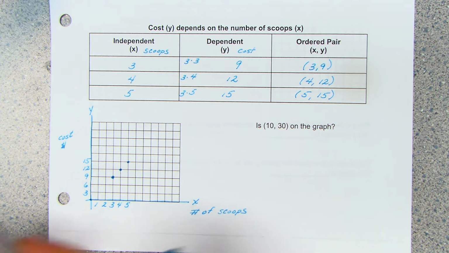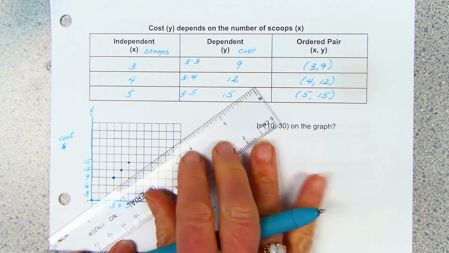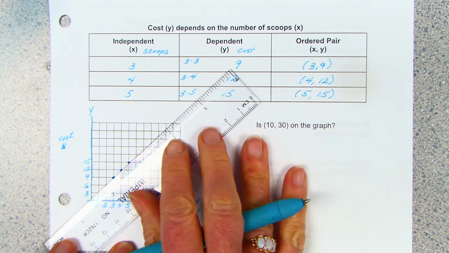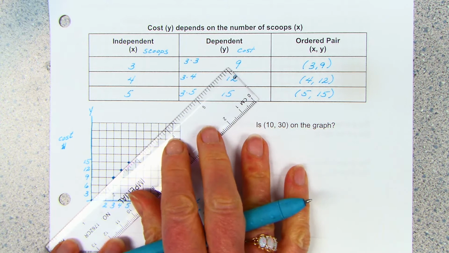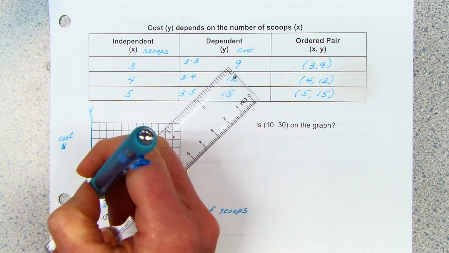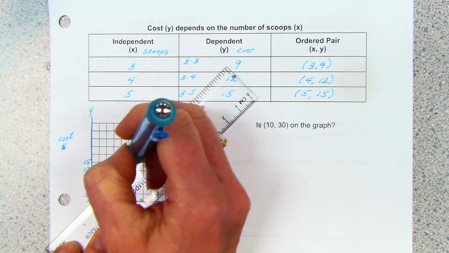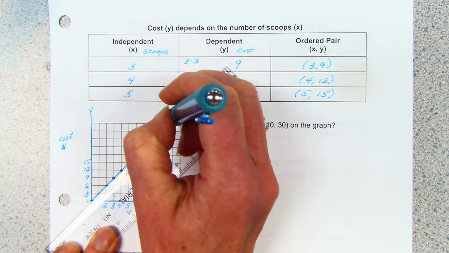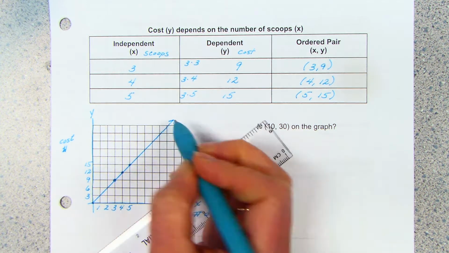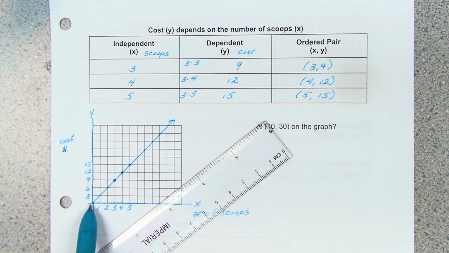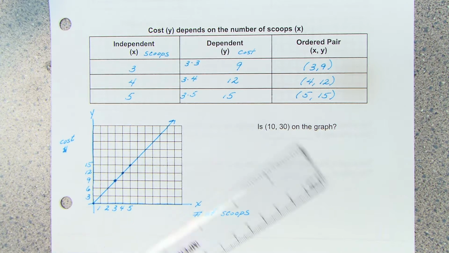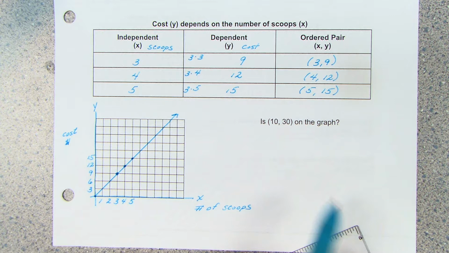And hopefully everybody still has their ruler. If you've got a nice clear ruler, then it's easy to line them up. And I see that this line is actually going to go right through 0, 0, which makes sense because if I didn't order any scoops of ice cream, then my cost should be 0, right? So 0, 0 is a point that makes sense on this graph, right?